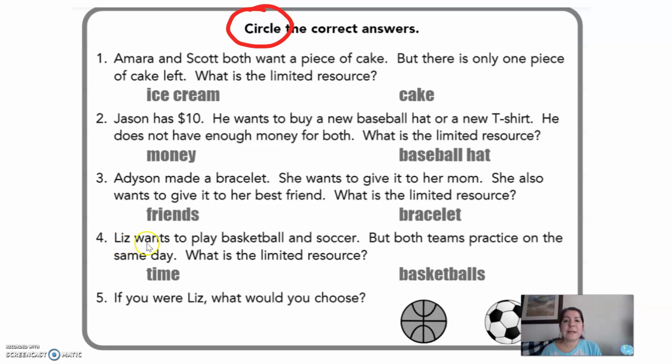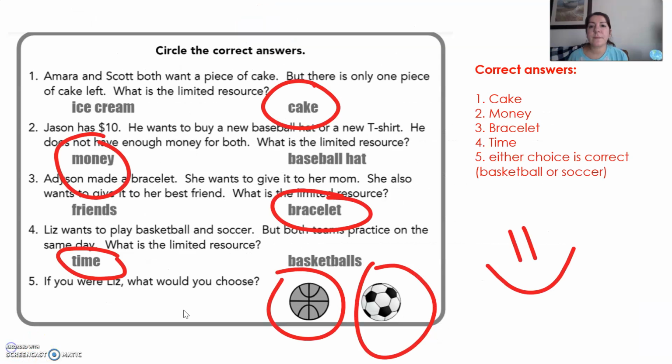Number 4 says, Liz wants to play basketball and soccer, but both teams practice on the same day. What is the limited resource? Is there not enough time, or is there not enough basketballs? Take a second to answer that, and we'll move on to number 5. So, if you were Liz, what would you choose? Would you choose basketballs or soccer balls? Make your final decision, and we'll move on to the answer key.